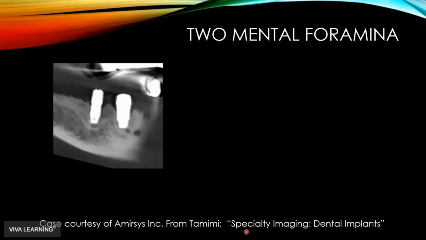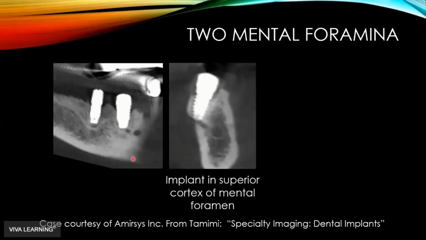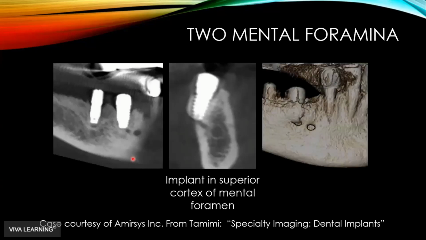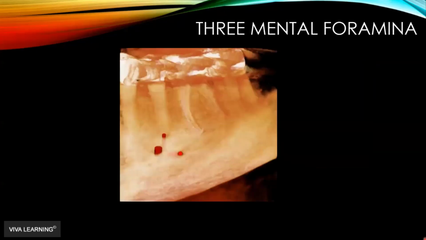This is just another example from my friend, Dr. Tamimi. And you can see this was actually in the superior cortex of the second mental foramina there. And you can see it was really placed far too facially. And this is a patient who had 3 mental foramina. He was just an overachiever.